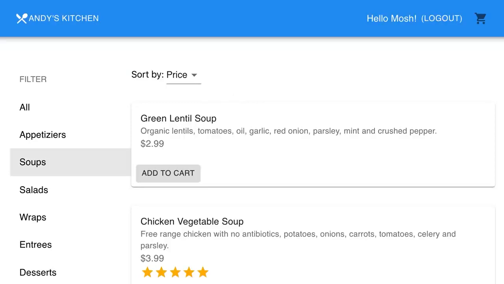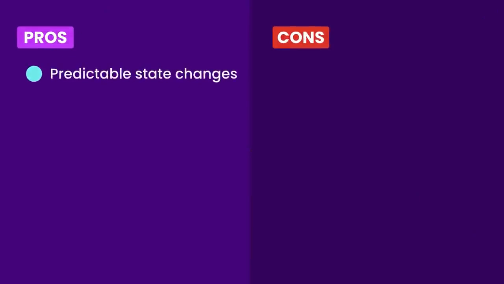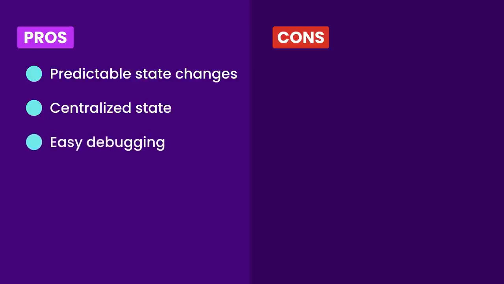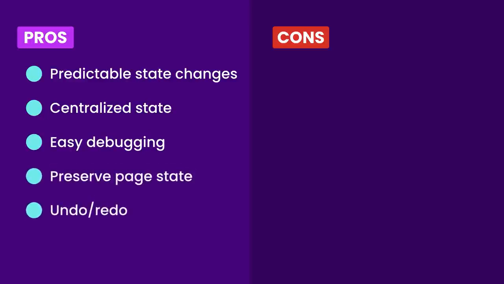So let's quickly recap. Redux makes state changes predictable and transparent. We can easily see what exactly is going on and how the application state changes in response to every action. The second benefit of Redux is that it centralizes our application state, so all the data our application needs is stored in a single place that is accessible by all parts of the UI. With Redux, we can also easily debug our applications. We can easily cache or preserve page state and implement undo or redo features. So if your application needs these features, you may want to consider Redux.